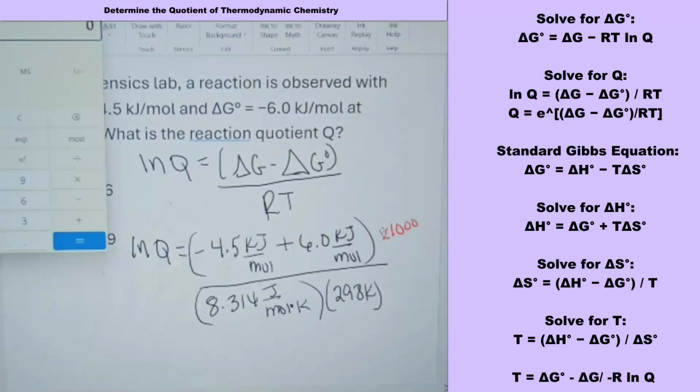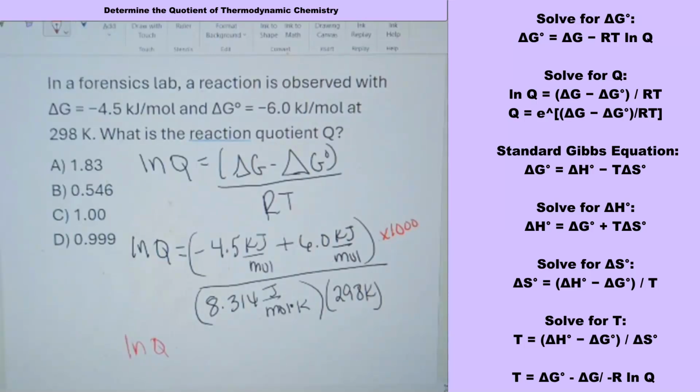Sometimes you'll have to find delta G, yes, and you can use that formula as well. So they have a formula for each of them, okay? So you get 1.5 times 1,000, okay? And that's equal to 1,500. So natural log of Q equals 1,500.